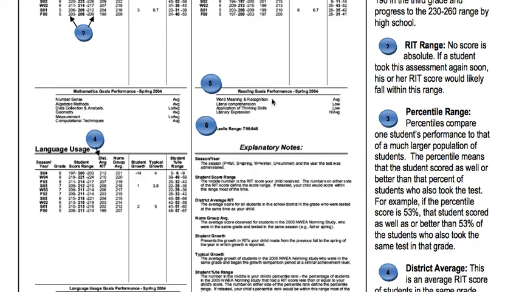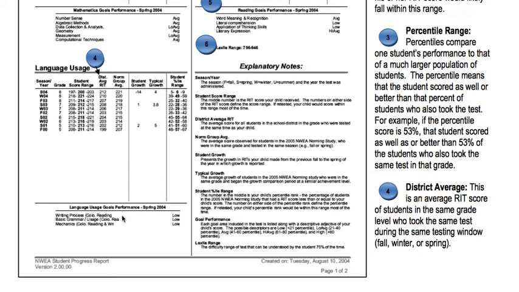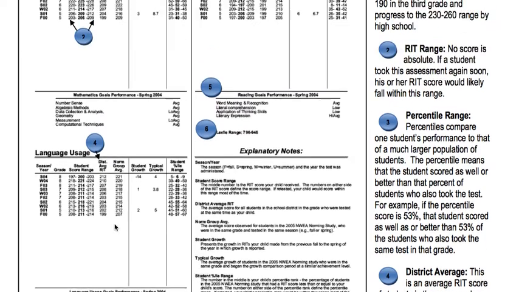So when students take the reading test, they are tested on word meaning and recognition, literal comprehension, application of thinking skills, and literary expression. When they take the language usage MAP test, they are being assessed on writing process, basic grammar usage, and mechanics of reading and writing.